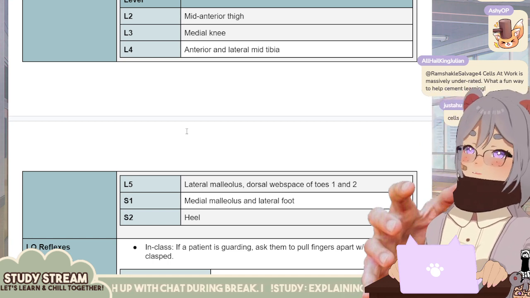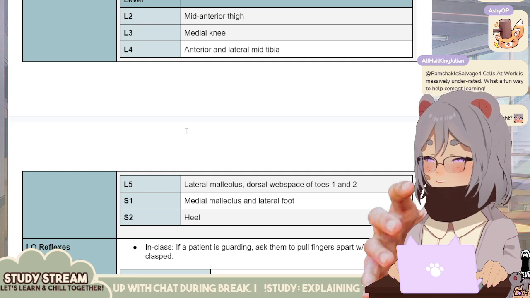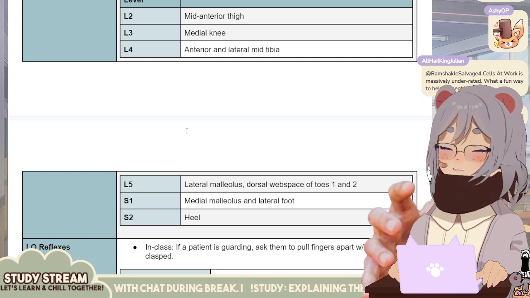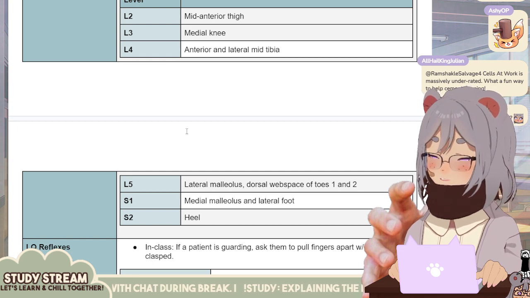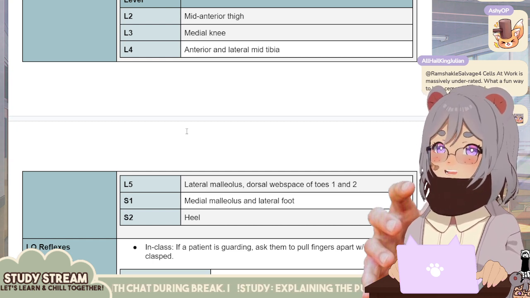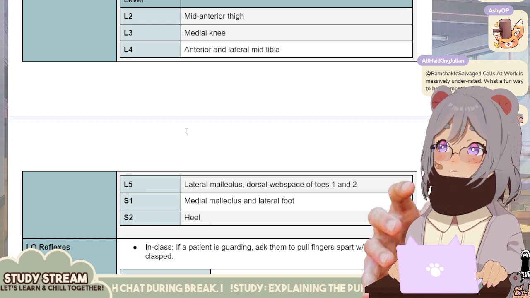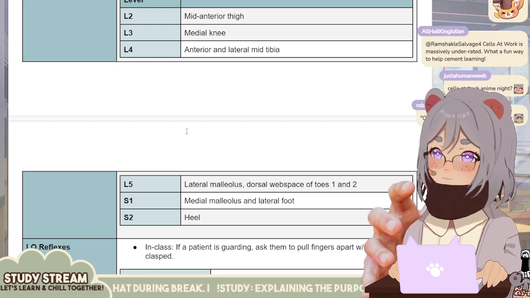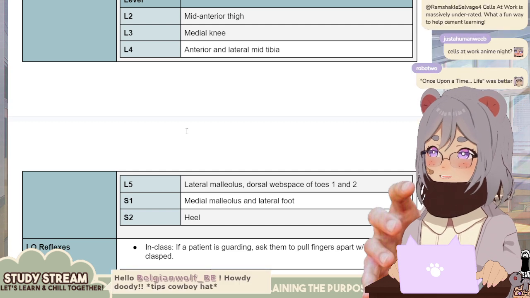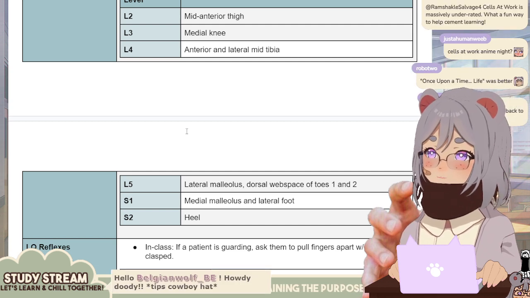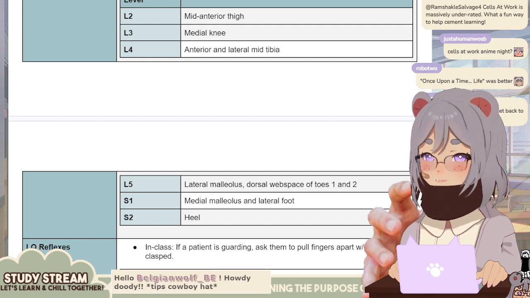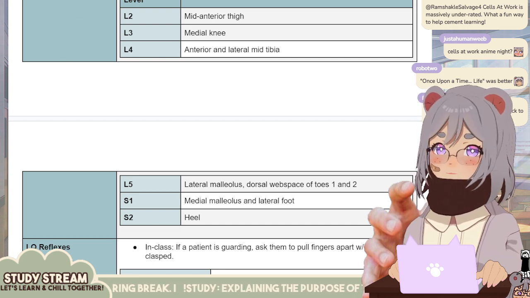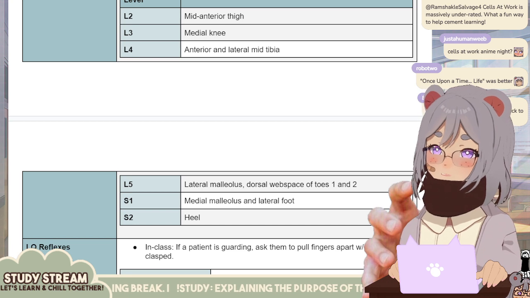Have we said Cells at Work anime night? No, I'm sorry. After my finals next week, I'm planning to do a Madoka marathon because Robo hasn't watched the Madoka series and hasn't watched Rebellion. And the new movie is coming out in about a month, so yeah. Huh? Once upon a time, life was better? My brain doesn't recall that. Let me see. Hi, Belgian Wolf. Hi. Once upon a time, life.